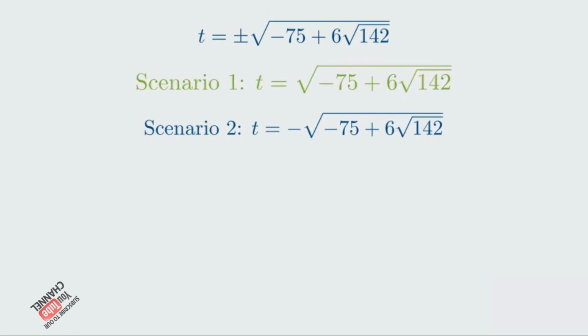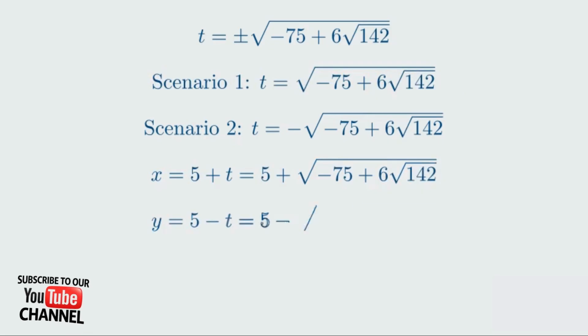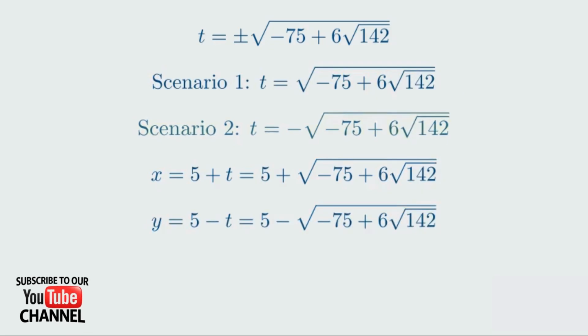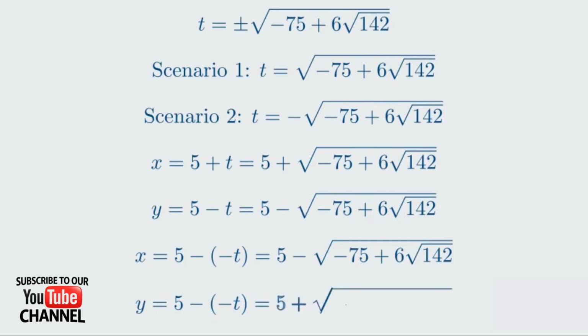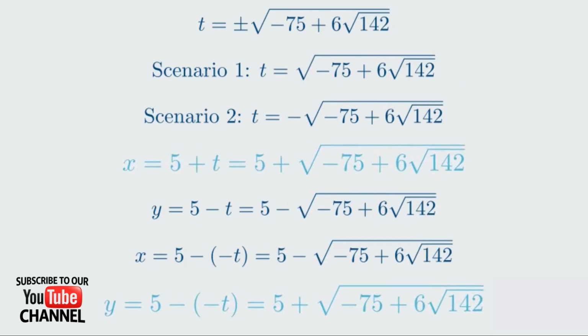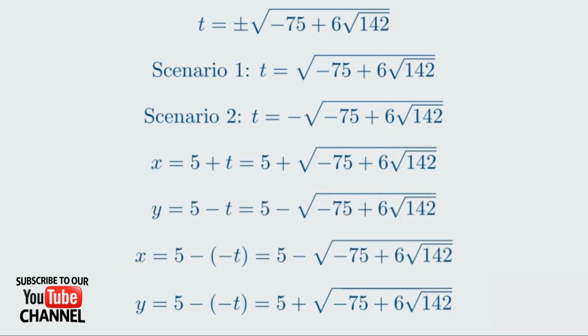Let's handle scenario 1 first, where t is the positive square root. Here, x is 5 plus the root, and y is 5 minus the root. Now for scenario 2, where t is the negative square root. In this case, x is 5 minus the root, and y is 5 plus the root. Notice that these two scenarios give us the same two numbers, but swapped between x and y. This makes sense, because the original problem was symmetric. Swapping x and y doesn't change the equations. We have now found the two real solution pairs for the system.